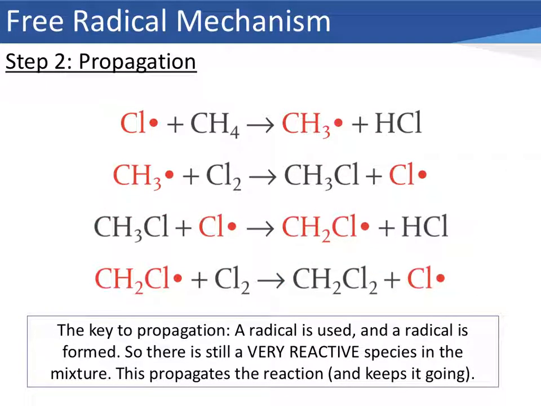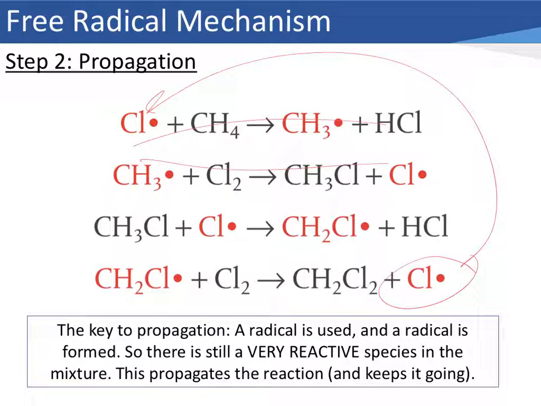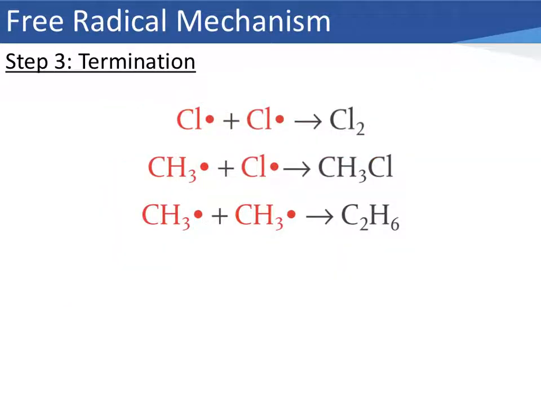But the key to propagation is a radical is used and a radical is formed. So there's still a very reactive species in the mixture. And this keeps the reaction going. Every time I use a radical, produce a radical, use a radical, produce a radical, use a radical, produce a radical. This radical can rejoin the cycle and the cycle can continue. And the cycle will continue until we hit a termination step.